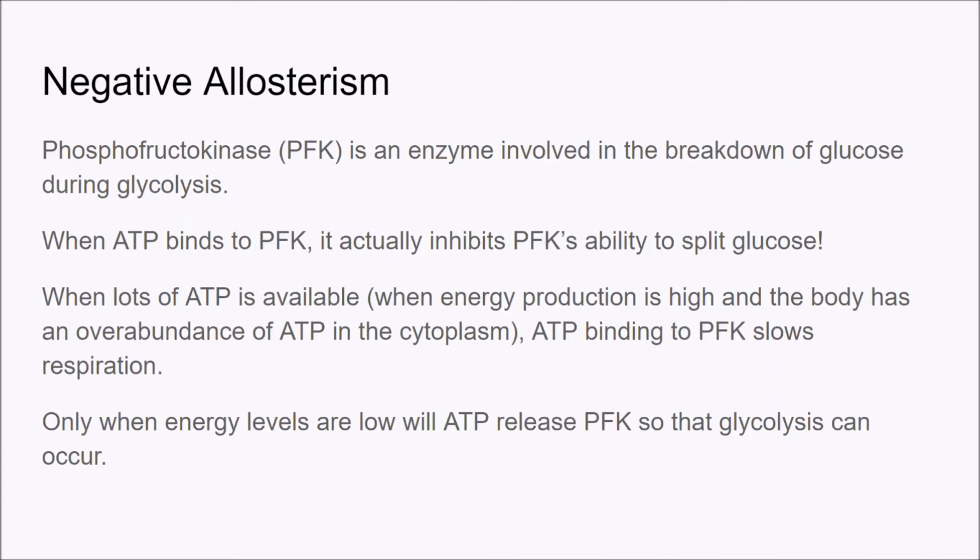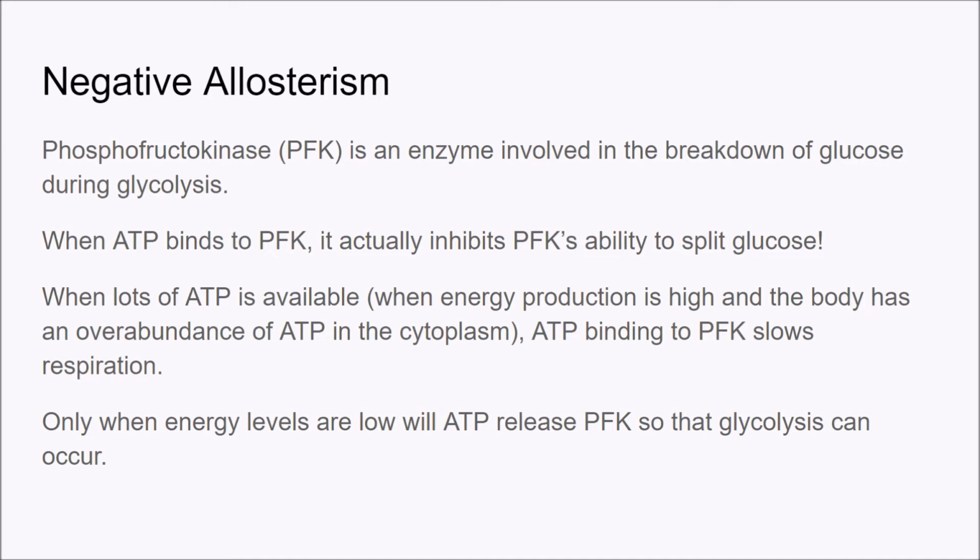So here's a good example of negative allosterism. This just means allosteric inhibition. So phosphofructokinase, PFK, which we just learned about, is involved in glycolysis. Yes, you remember that process. PFK is involved in the breakdown of glucose into pyruvate, but when ATP binds to it, it actually stops it from splitting glucose. So in this case, ATP acts as an allosteric inhibitor, which is kind of funny because normally you think, oh, it's got to be something else. No, it can be any molecule that binds into the allosteric site of an enzyme.